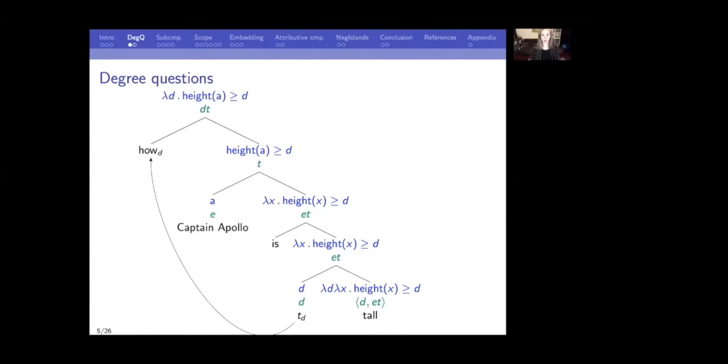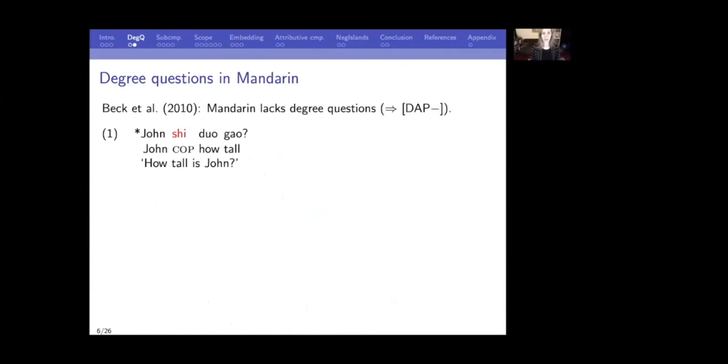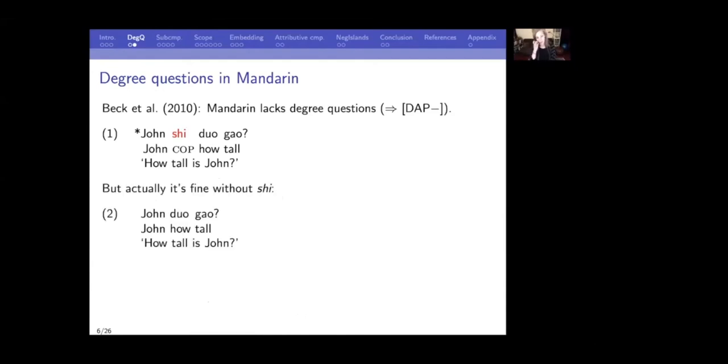All right, if a degree question like how tall is Captain Apollo involves movement of the WH word how, leaving a trace in the degree slot for the gradable adjective, and the WH word how triggers lambda abstraction, then a degree question would be a case of a degree abstraction configuration. Beck et al. 2010 claimed that Mandarin lacks degree questions, and they give this as evidence that Mandarin lacks degree abstraction entirely. They argued for this on the basis of the badness of example 1, which can actually be rescued in some contexts, but in any case, example 2, without the copula, is perfectly fine.